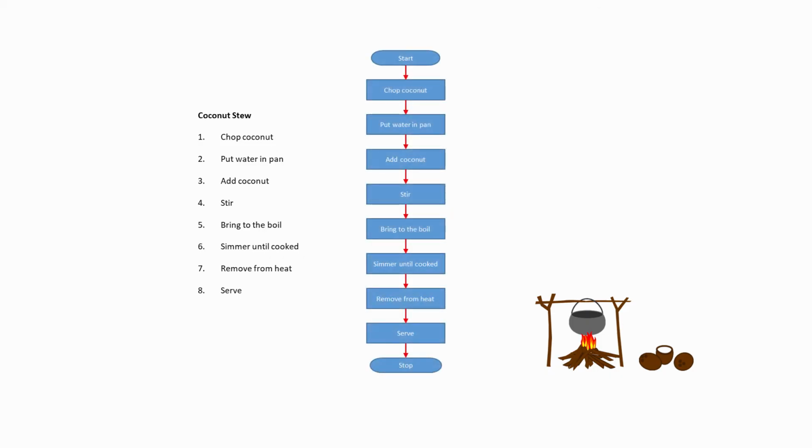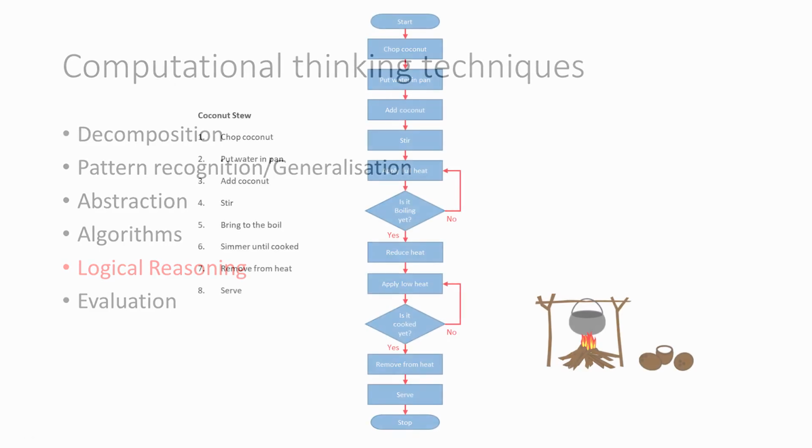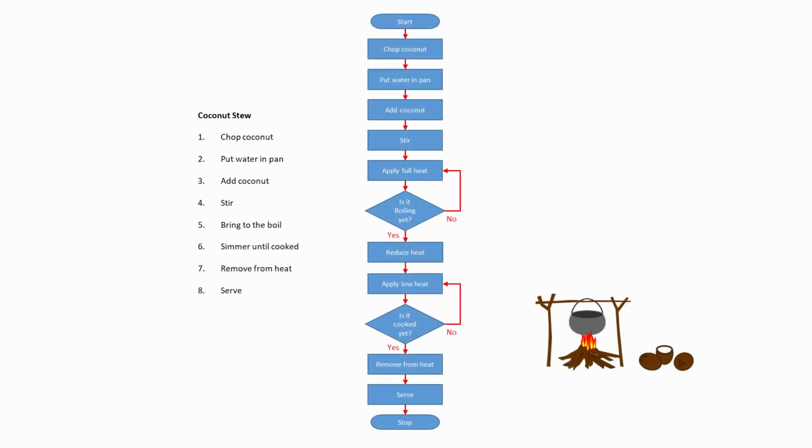Computer scientists often use flowcharts to describe algorithms, making it clear how one step comes after another. Algorithms often include logical reasoning, another important technique in computational thinking. Logical reasoning means making decisions and doing one thing or another. For example, here's Boris's method for making coconut stew again, but this time with a little more detail and some decisions. Instead of saying bring to the boil, the algorithm now says apply full heat.